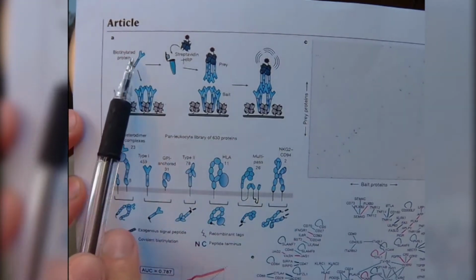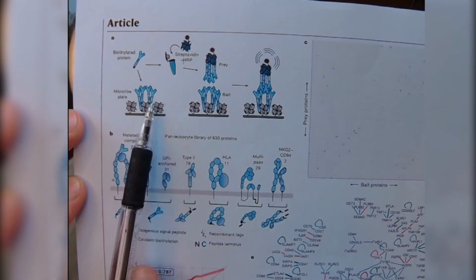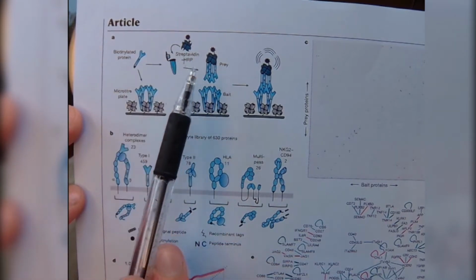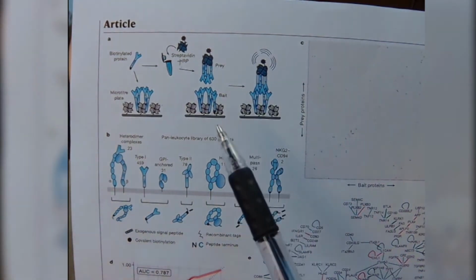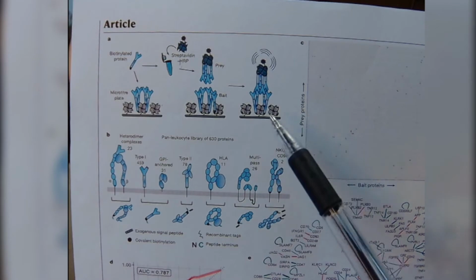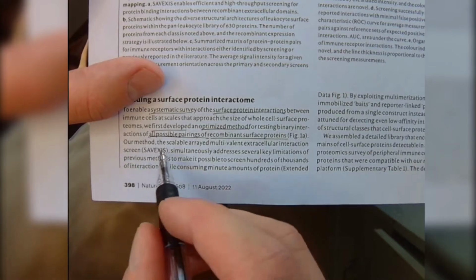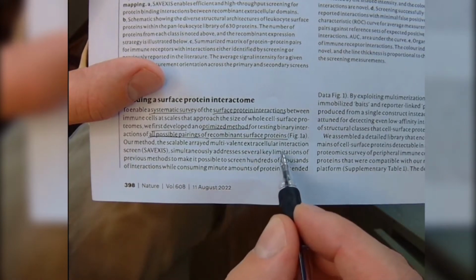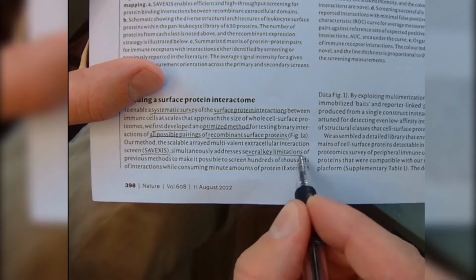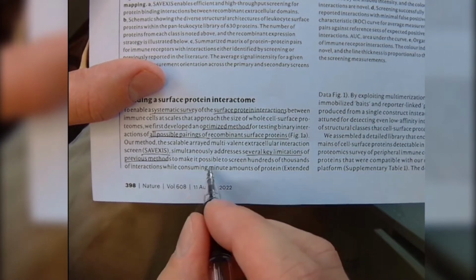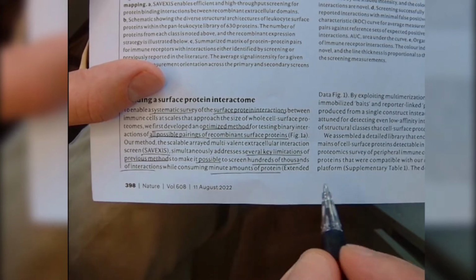Okay, so they took biotinylated protein and incubated it either with a plate that had streptavidin attached to it or in a tube with streptavidin tagged with HRP. This then created a prey and bait system. So when the proteins interact together, they stick to the plate and can be detected by HRP. The authors' method, the Scalable Arrayed Multivalent Extracellular Interaction Screen, or SAVEXIS, simultaneously addresses several key limitations of previous methods to make it possible to screen hundreds of thousands of interactions while consuming minute amounts of protein.